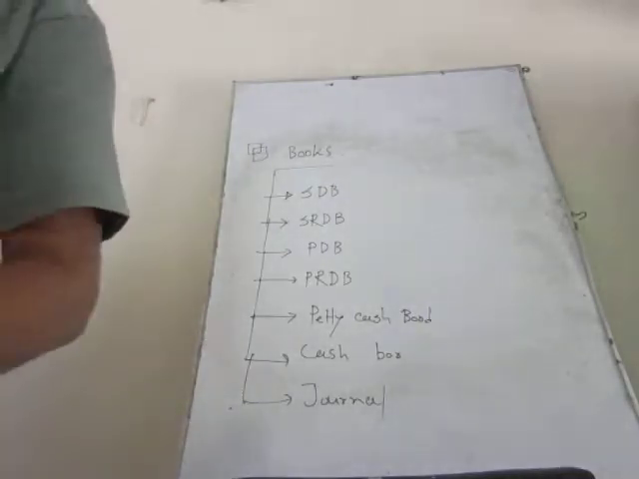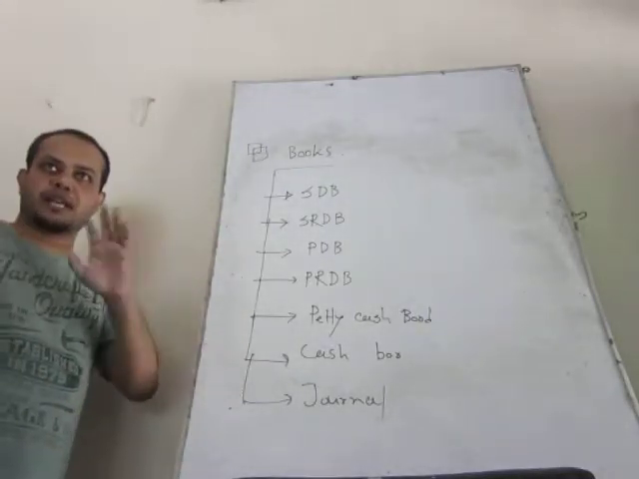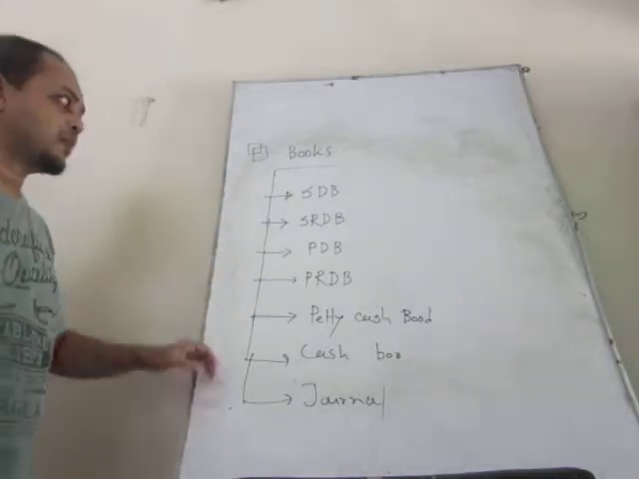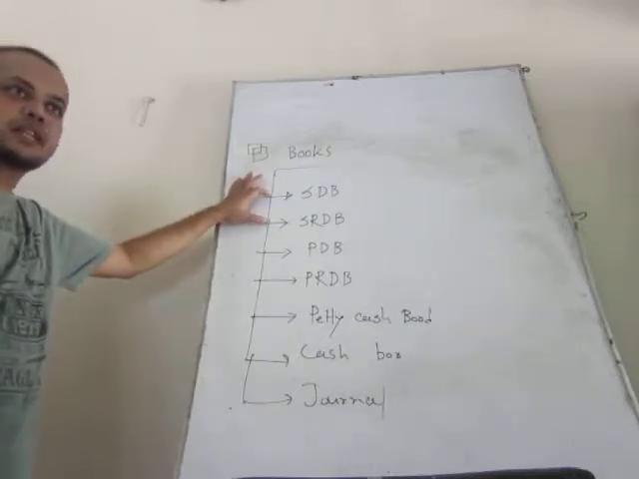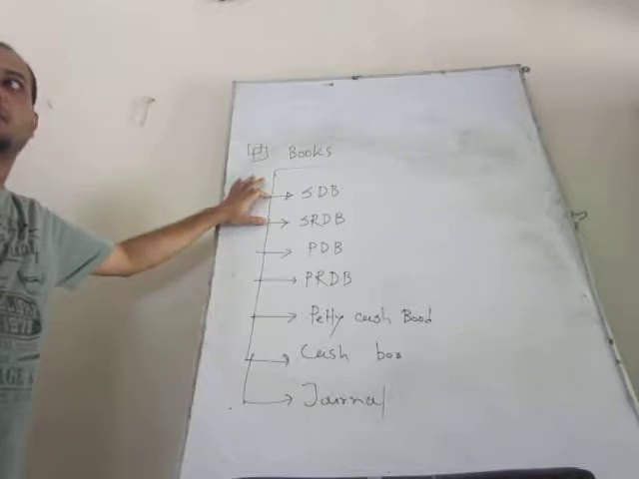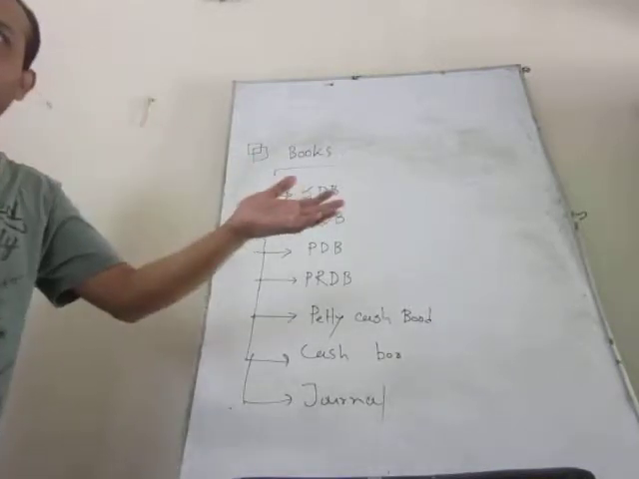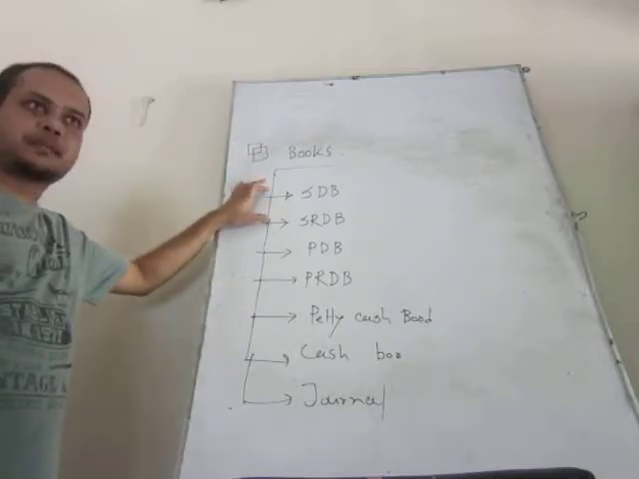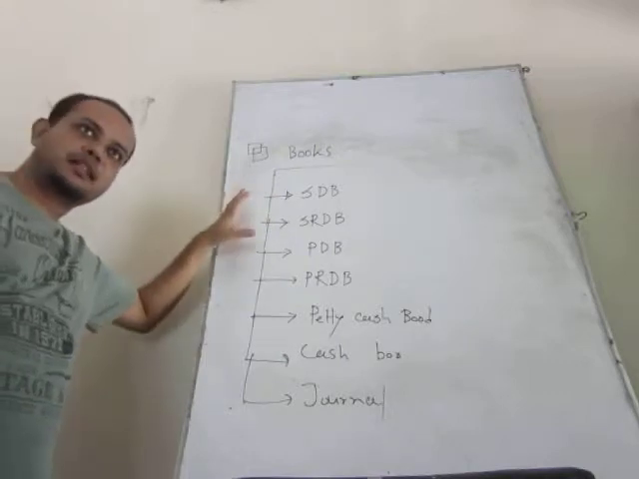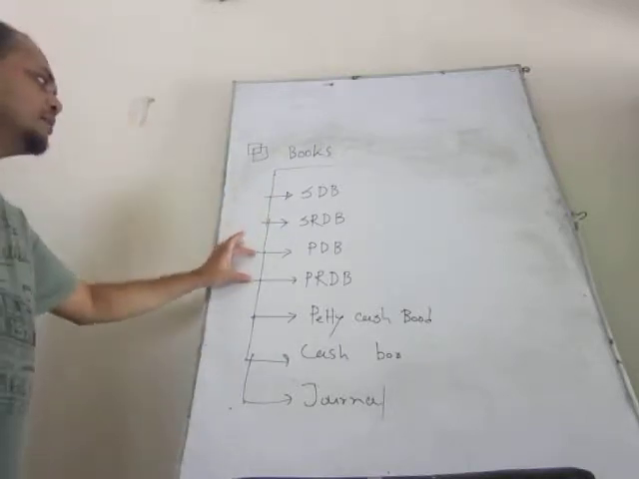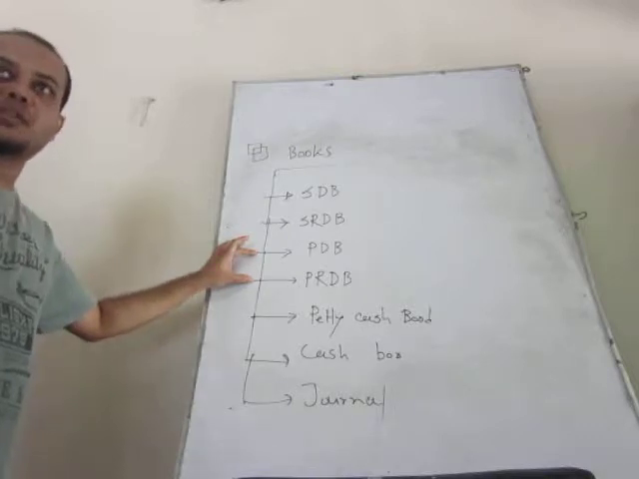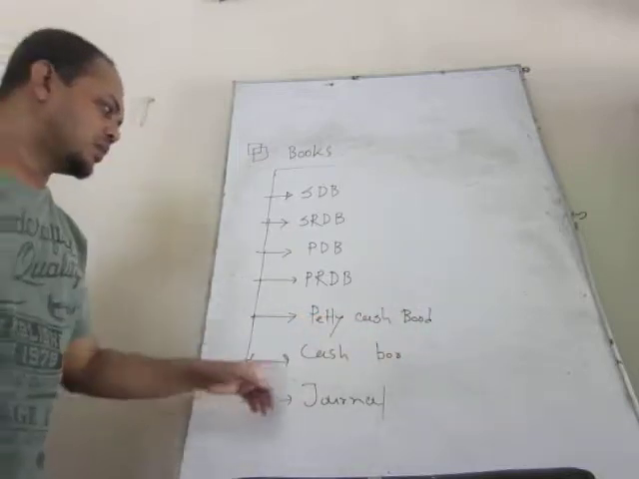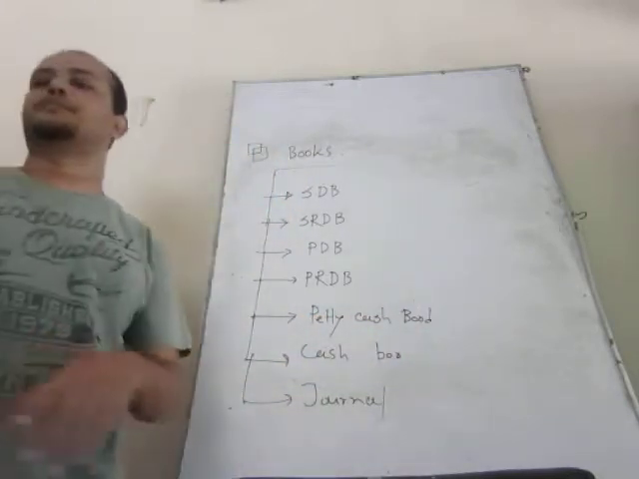I have already said that it depends upon the criteria. There are five main types of books of prime entry, but here there are 1, 2, 3, 4, 5, 6, 7, right? The sales day book and sales return day book may be maintained separately or together. Just like that, the purchase day book and purchase return day book can be maintained separately or together. Then the petty cash book, cash book and journal.